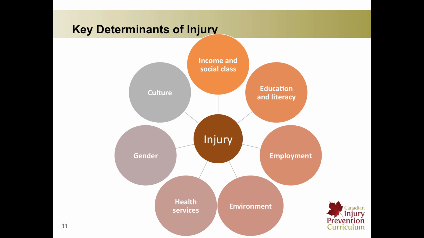The key determinants of injury are the economic and social conditions that influence injury risk in individuals and populations. In this module, we will discuss the following social determinants of injury in more detail: socioeconomic class, education, employment, social, physical, and built environments, health, healthy child development, gender, health services, and culture.